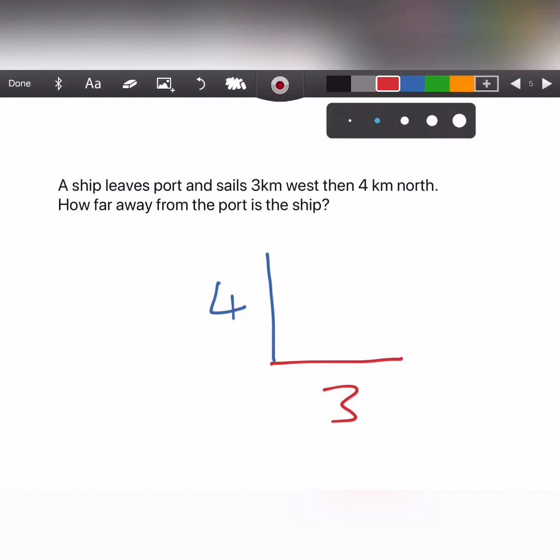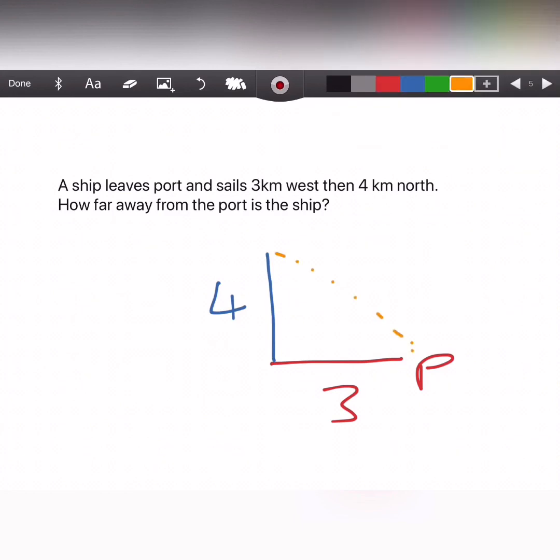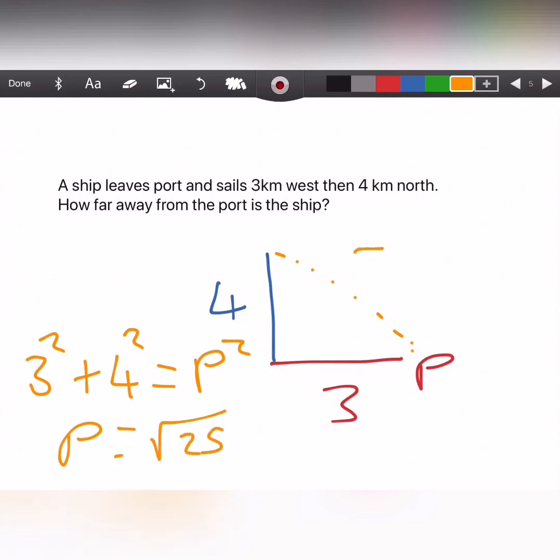Well, the port is down here, P for port. We can just join up the lines. How far away is it? 3 squared plus 4 squared equals p squared. p equals the square root of 25. The ship is now 5 kilometres away from the port.